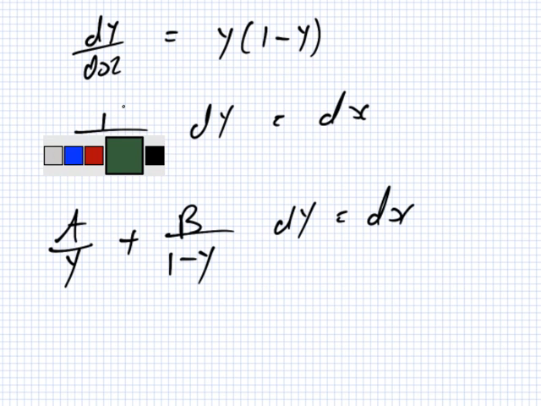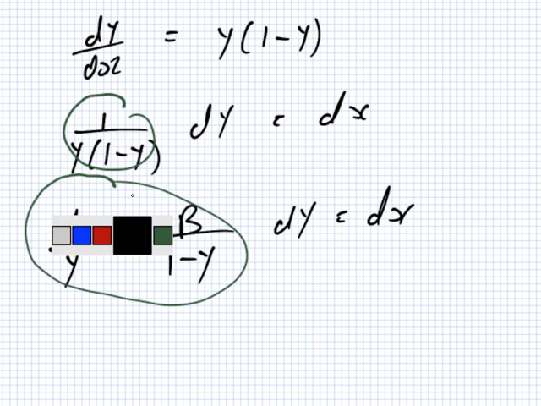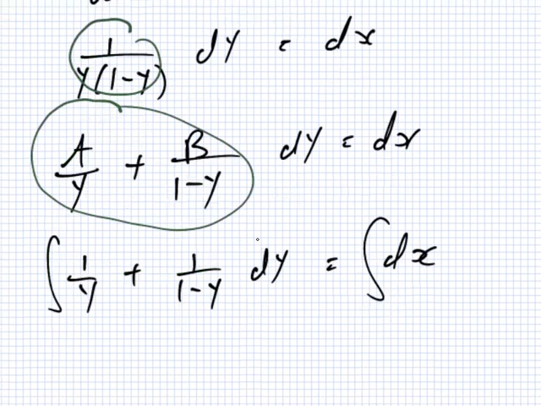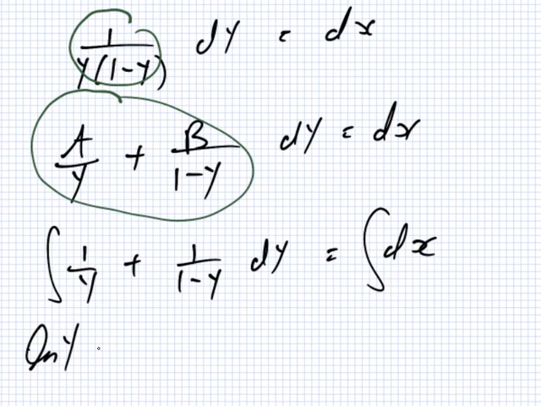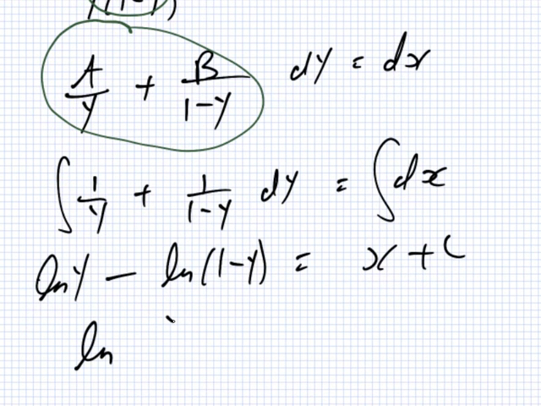Now if you go through the trouble of finding the a and the b here, I made it easy for you. I made the a and the b both work out to be 1 and 1. So this will be 1 over y plus 1 over 1 minus y dy, integrate, equals dx integrated. So this is log y minus log 1 minus y. Yeah, just this. So log y over 1 minus y equals x plus c.